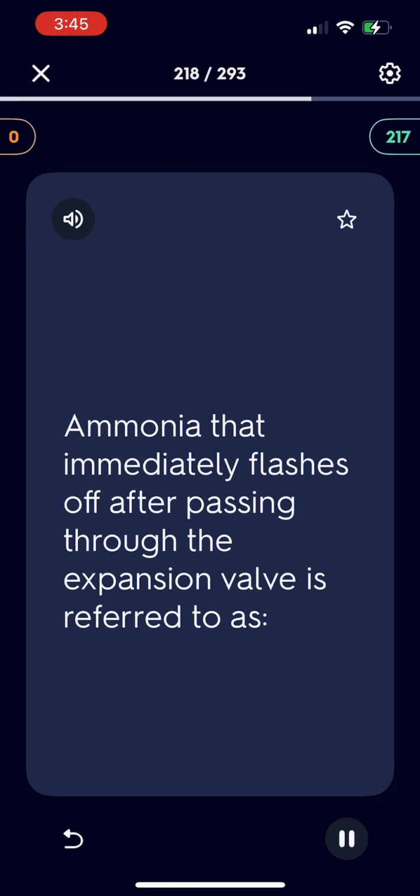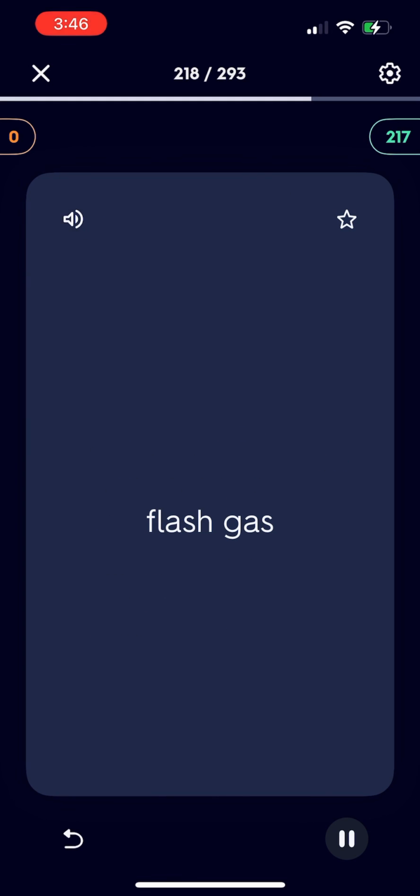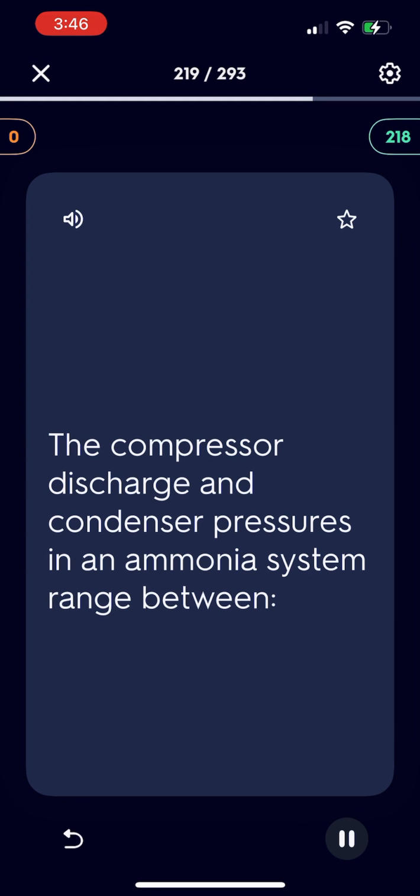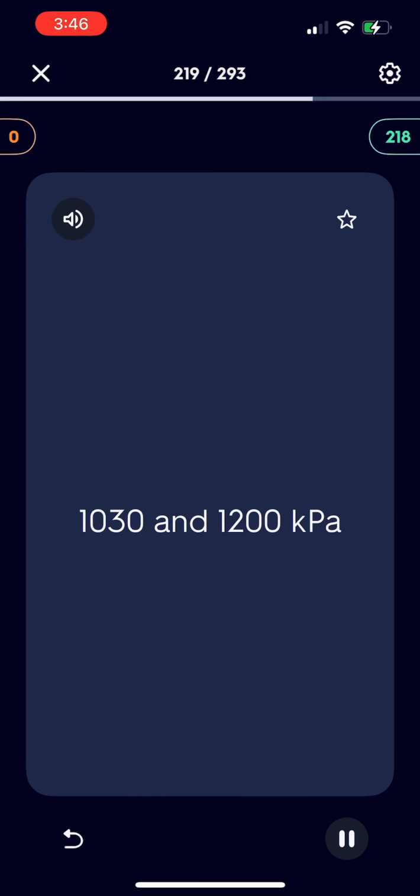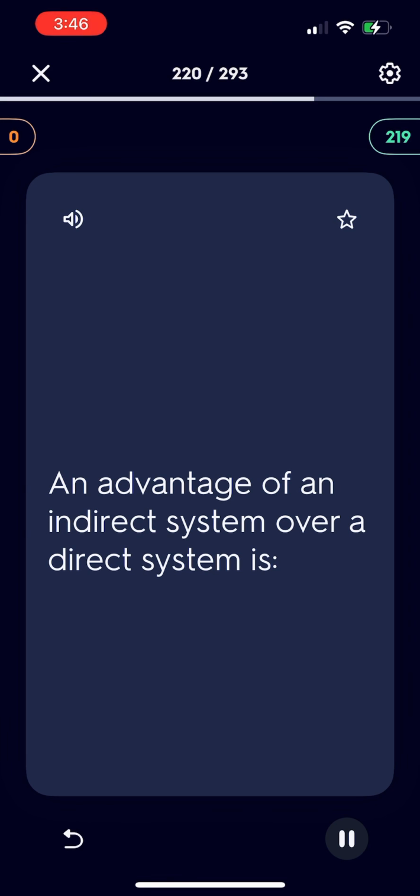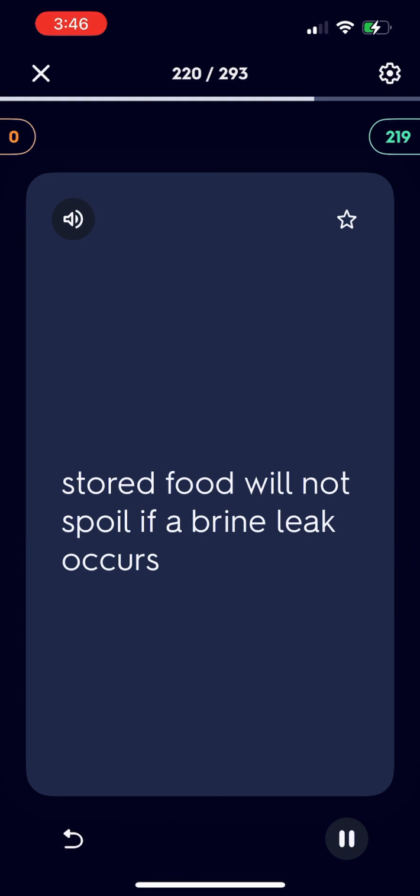Ammonia that immediately flashes off after passing through the expansion valve is referred to as flash gas. The compressor discharge and condenser pressures in an ammonia system range between 1030 and 1200 kPa. An advantage of an indirect system over a direct system is stored food will not spoil if a brine leak occurs.